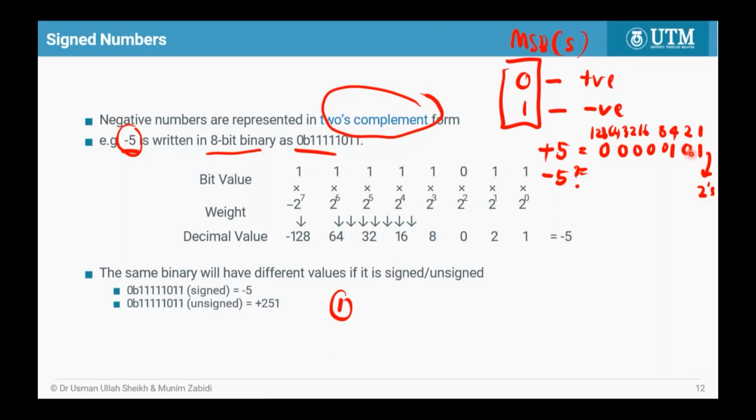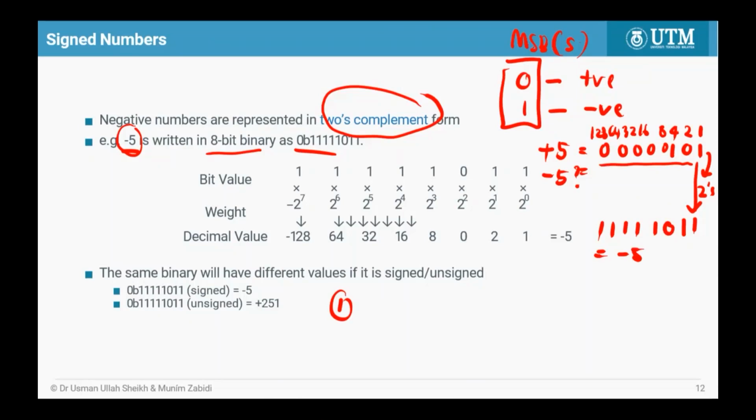The second method is the shortcut method. You traverse the bits from right to left. Kamu cari daripada kanan ke kiri. And then find the first 1 bit. Since this is the first 1 bit, you just copy this bit here. Ambil semula bit ni, copy back. And what about the rest? The rest you just complement. So this becomes 1, 0, 1, 1, 1, 1, 1. Now this number is represented by negative 5.